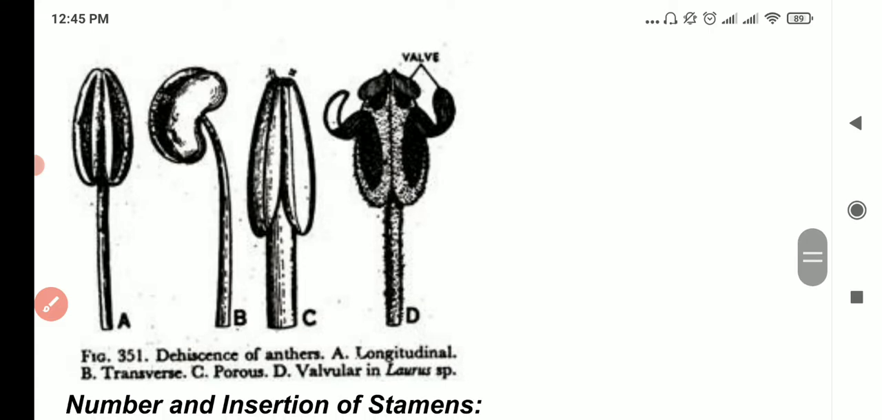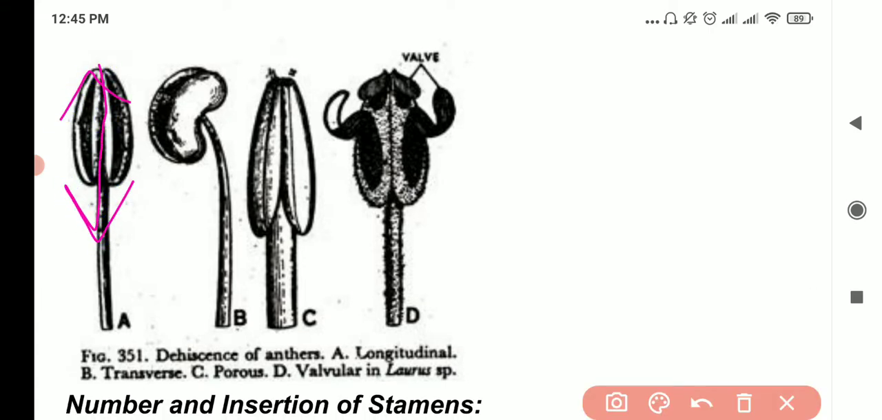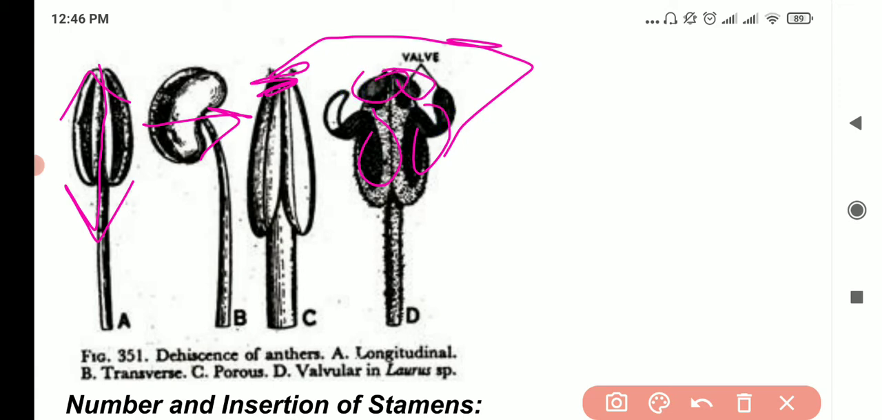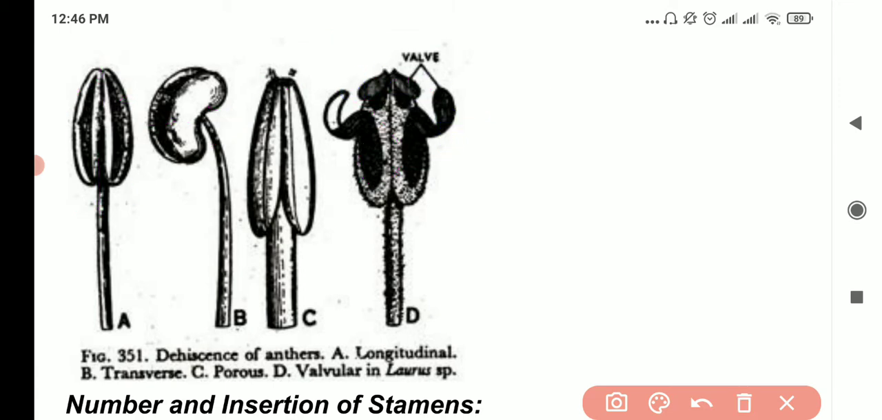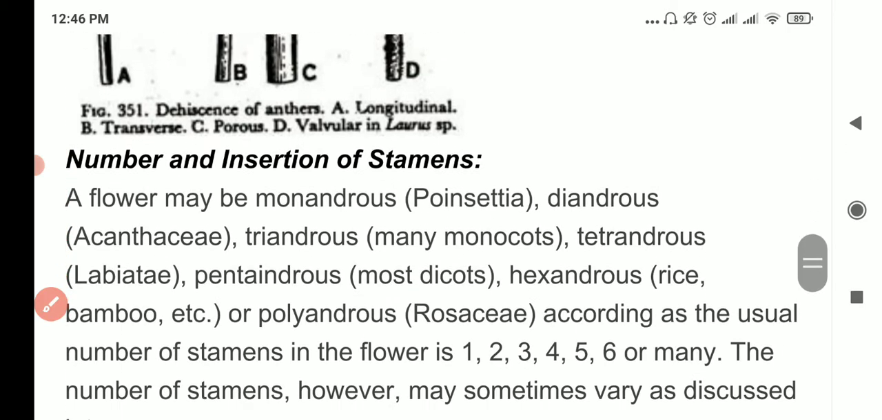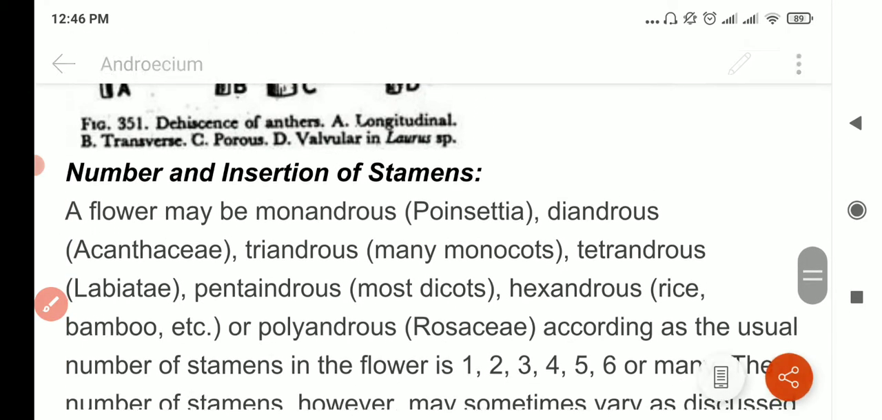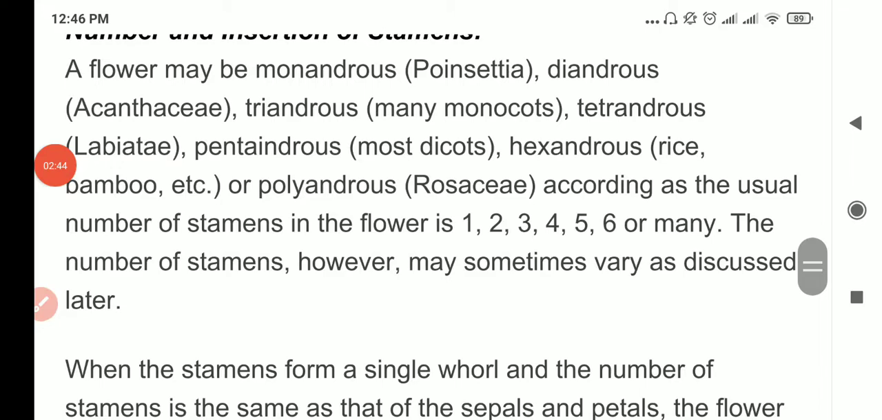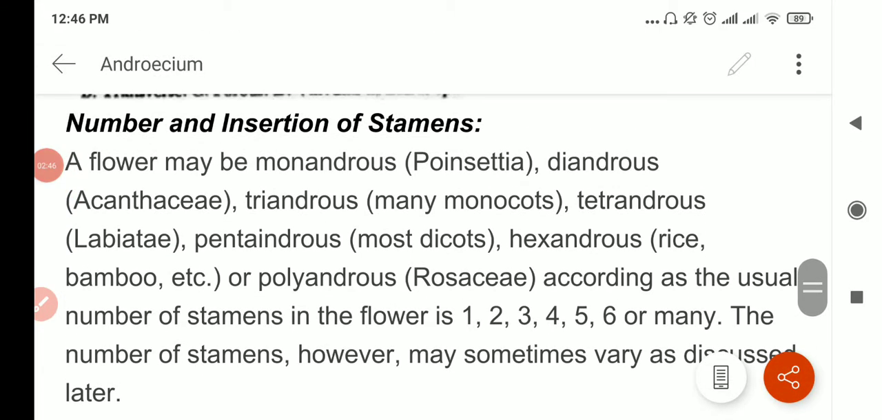There. This one is along the longitudinal suture. So this is your longitudinal. Then this one is transverse. Then here from this opening they will fly out. This is your porous. And here, see here it opens. Here are some openings. It will open these valves and they will release the pollens. We'll combine here in the same video.